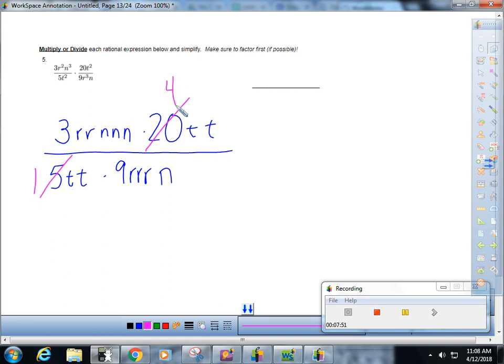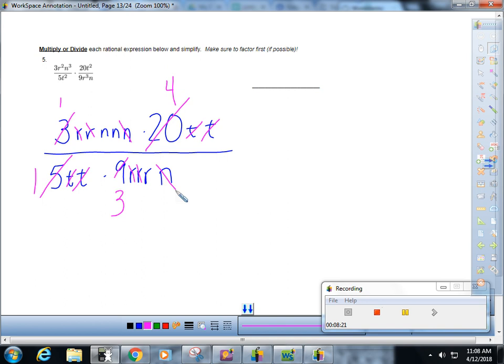I can divide both those by 5. Do you see how I did that? What can I divide 3 and 9 by? I can divide both of those by 3. Okay? I can get rid of 2 r's from the top, leaving me with 1 r on the bottom. I can get rid of 2 t's from the top and 2 t's from the bottom. The t's are gone. And I can do that. Okay?